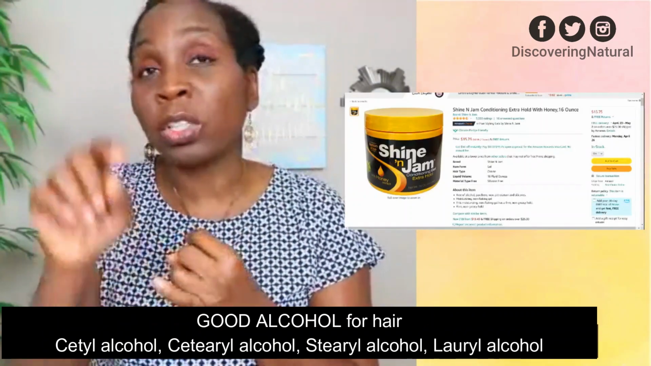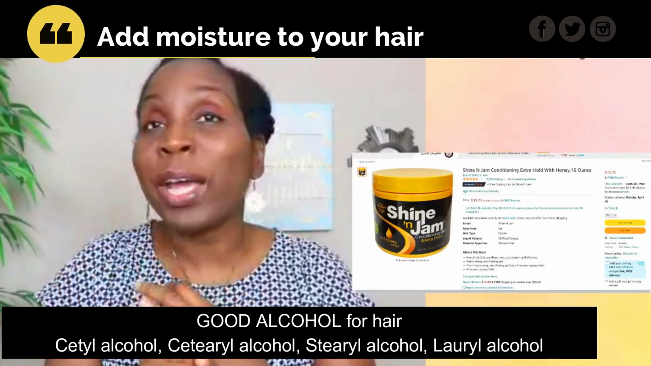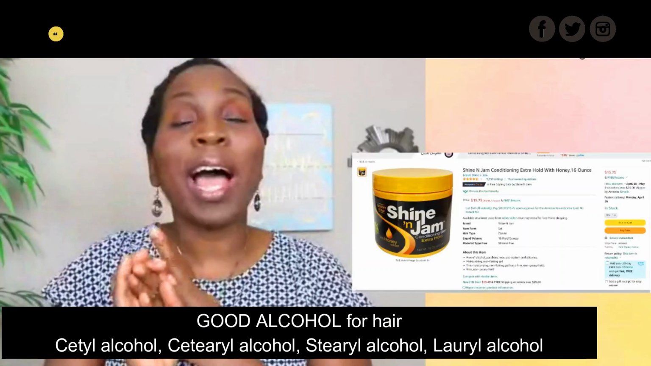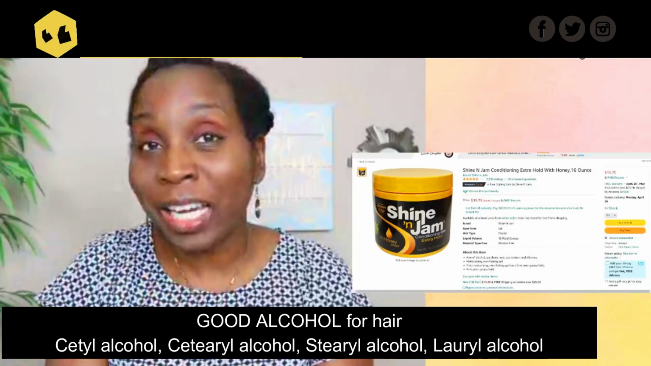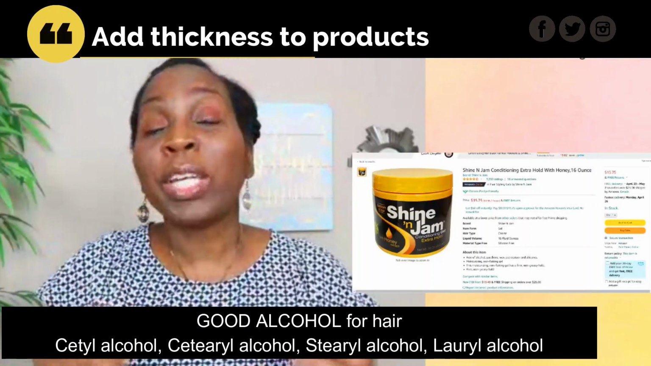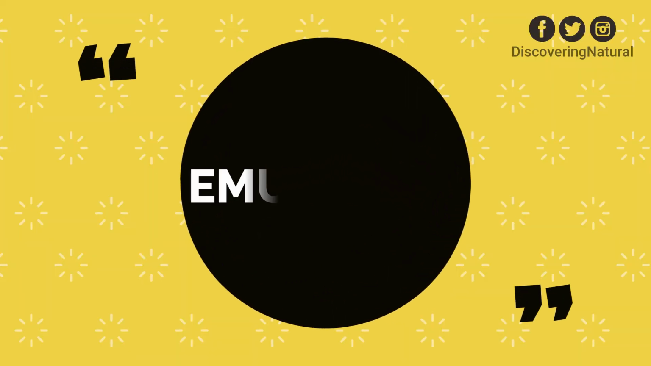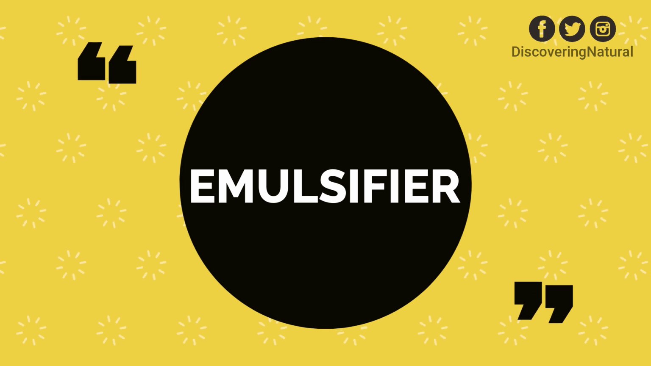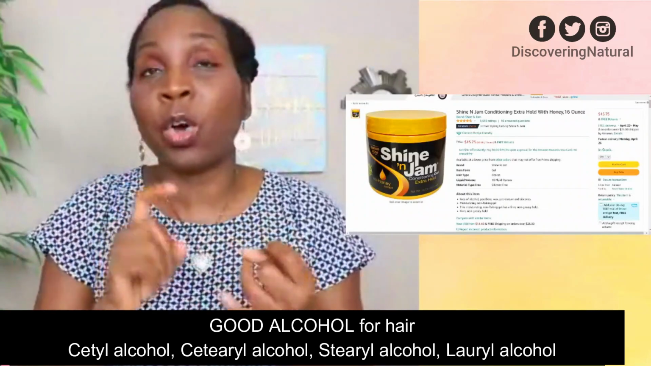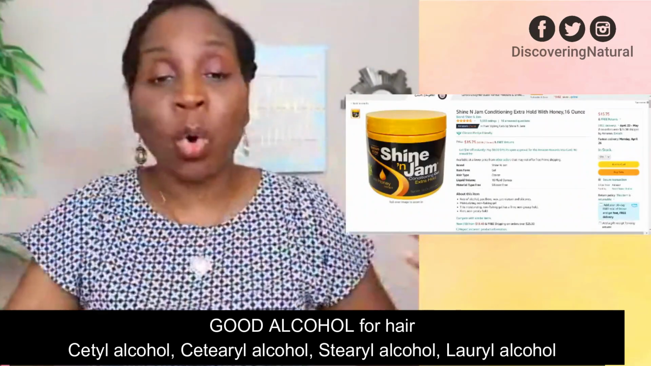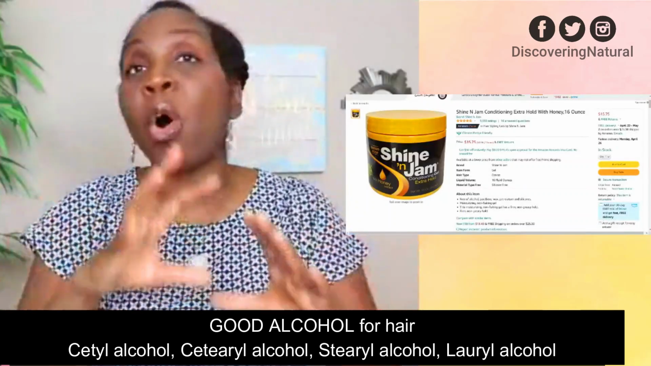Okay, so three things they do. Good alcohols, like the ones I showed over there, add moisture to your hair by drawing water to the hair. They also add slip for detangling the hair. They also add thickness to products. So they're known as emulsifiers that aid mixing water and oils in conditioners. When you mix them in conditioners, they help the water and oils combine, and they also help in spreading conditioners more easily to your hair.